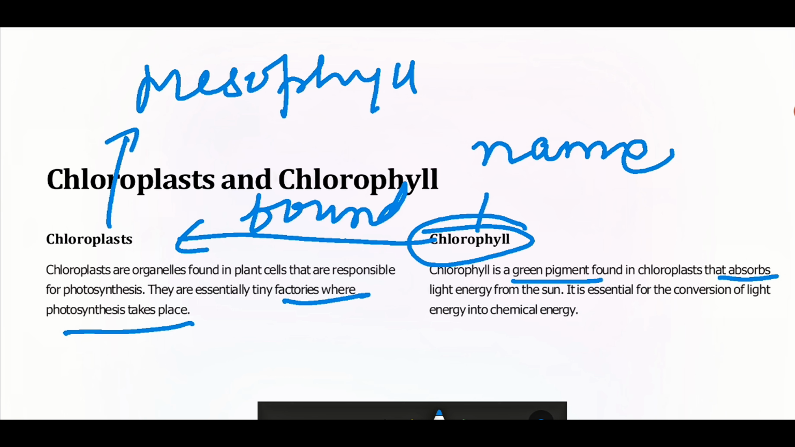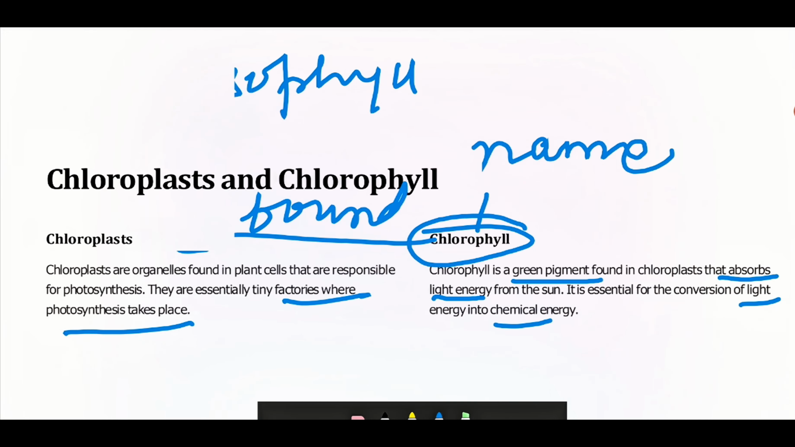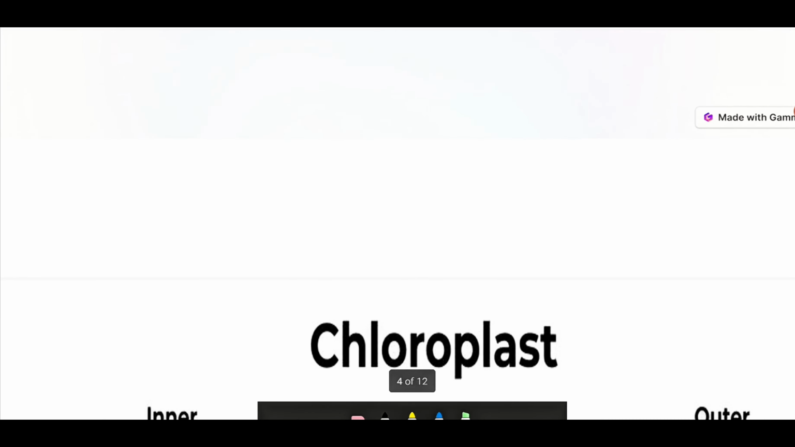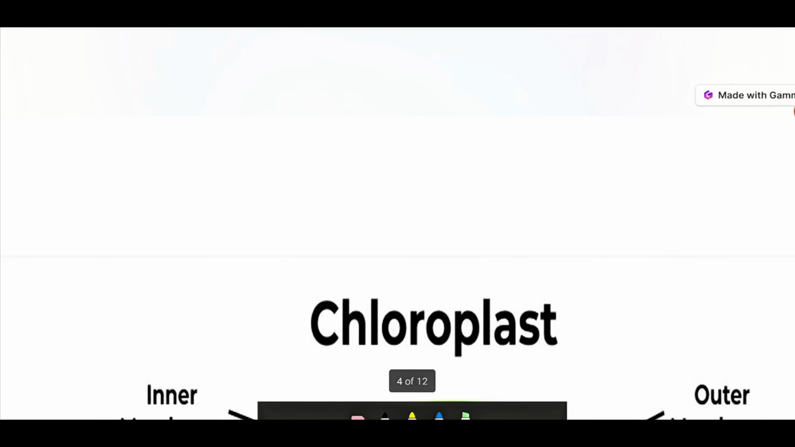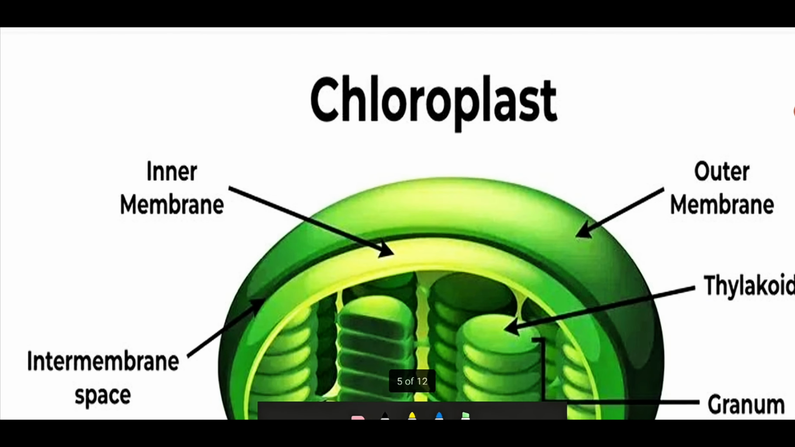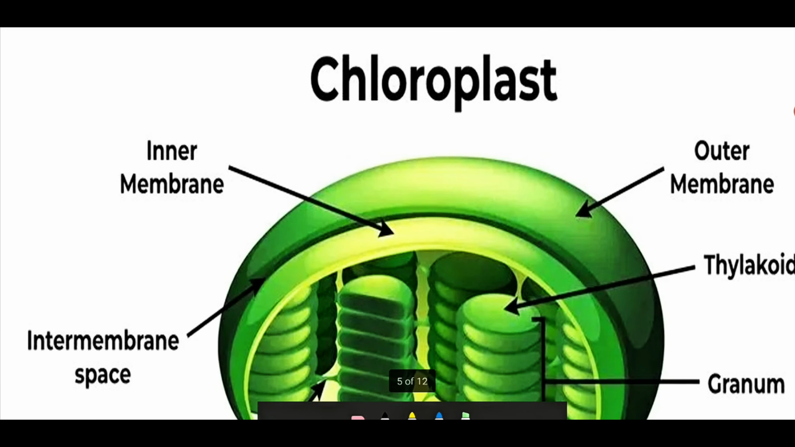Okay, so chloroplast absorbs the light energy, and then what does it do? It converts the light energy into chemical energy, because only then does the main process start. Now I told you in the palisade mesophyll cells, if you zoom in, there are cells which contain chloroplasts. Now the chloroplast looks somewhat like this.